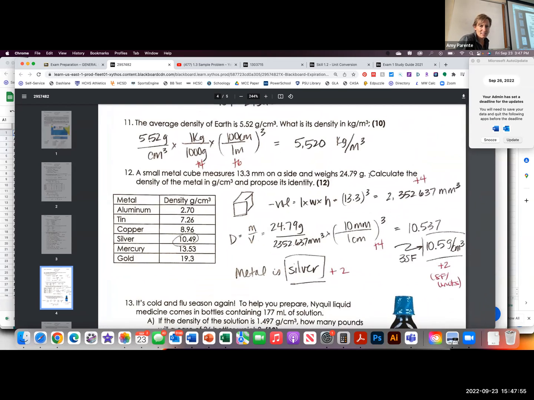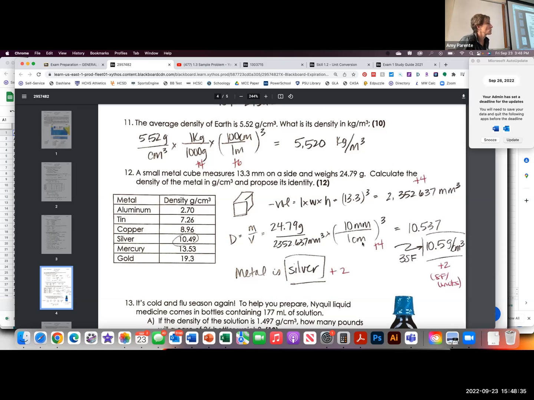So they gave me the mass as 24.79, and they didn't give me the volume, but I can figure out the volume by length times width times height. And if I use that 13.3, I'm going to get an answer in terms of cubic millimeters. But if I come over here and I recognize the densities of these metals that are given, they're grams per cubic centimeter. Okay, so what I can do is I can get an answer that's in terms of grams per cubic millimeter, and then I can do a single unit conversion to convert millimeters to centimeters.